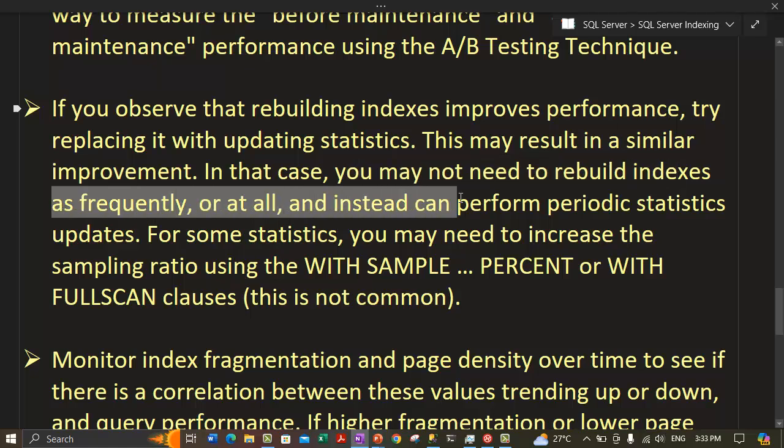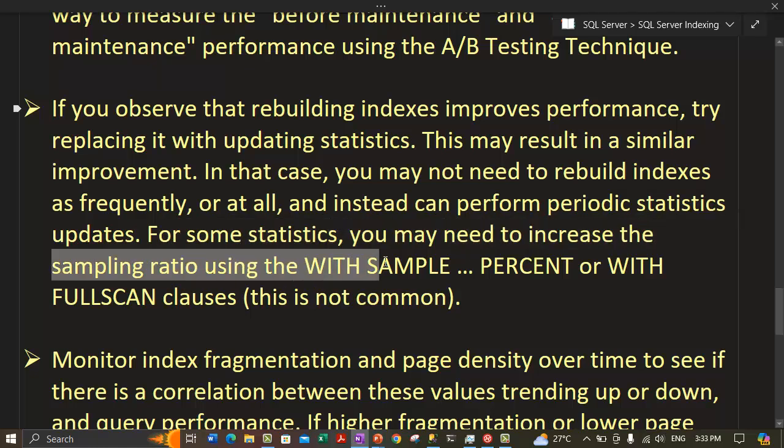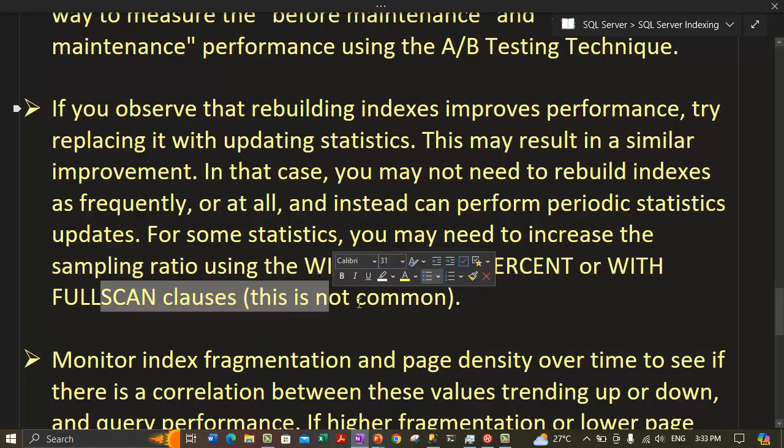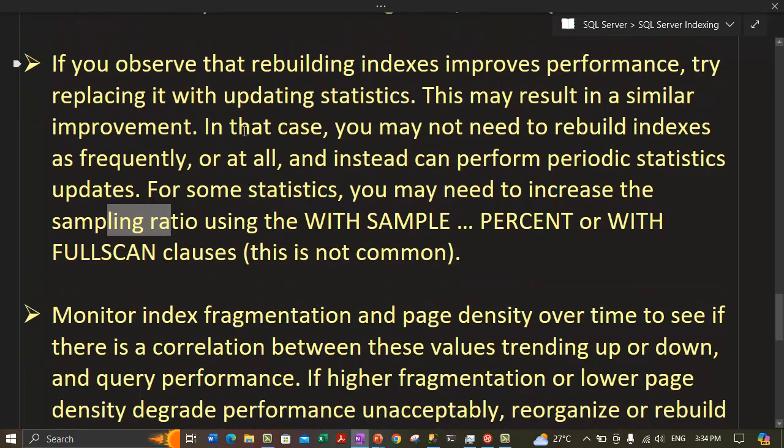Instead, you can perform periodic statistics updates on the key columns of your tables. And for some statistics, you may need to increase the sampling ratio using the WITH SAMPLE PERCENT or WITH FULLSCAN clauses. This is not common, basically. You can use these parameters while updating the statistics to increase the sampling ratio sometimes. We should always first try updating the statistics in comparison to performing an index rebuild operation.